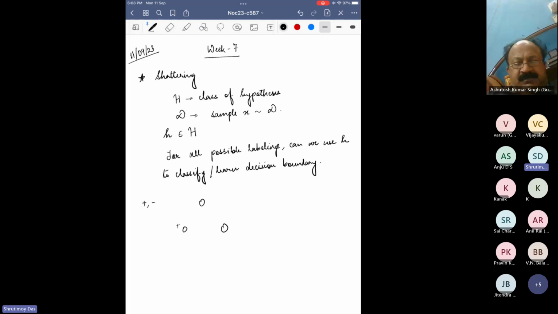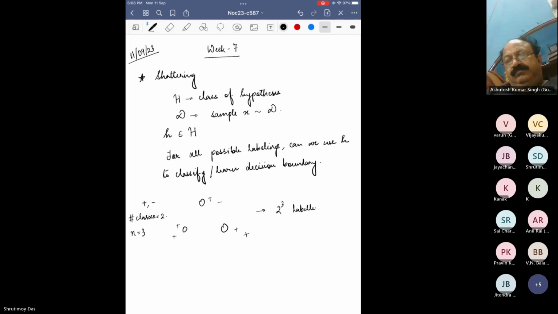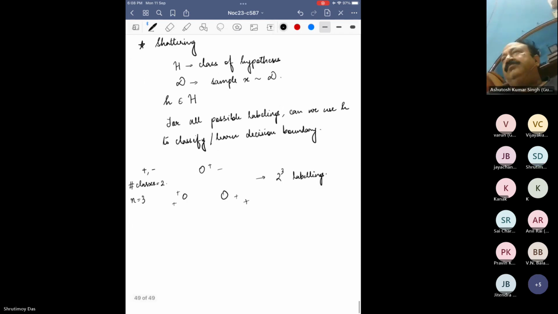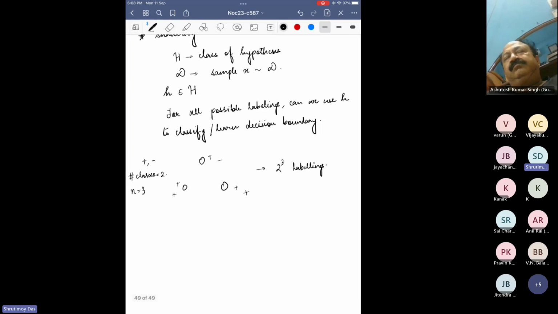So this can be plus, this can be plus, this can be plus, or this can be plus, this can be minus, this can be plus, and so on. So if our number of classes is 2 and we are given n equal to 3 points, we have 2 to the power 3 such labelings, right? Is there a question? No, no, go ahead.